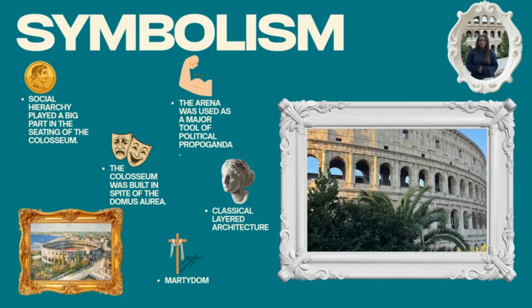I would say the most beautiful part of the Colosseum would have to be the classical layered architecture. The identity of the Colosseum plays a big part because it was built in spite of the Domus Aurea. And lastly, Christianity or martyrdom plays a huge part in this as well. And then here's a picture that I took outside of the Colosseum, and then this is me here.